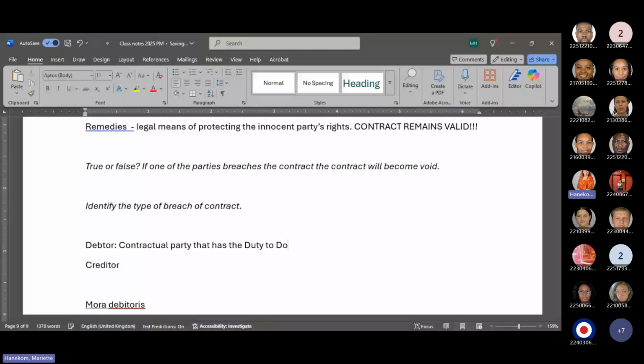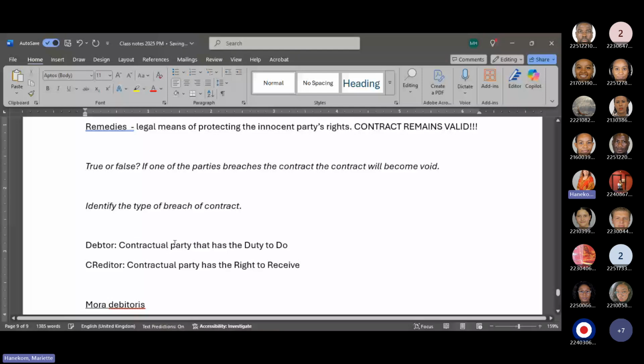The debtor is the contractual party that has the duty to do something. The creditor has the right to receive. I'm putting those capital letters in there on purpose. It's a way of remembering. The Debtor has the duty to Do. The Creditor has the right to Receive.